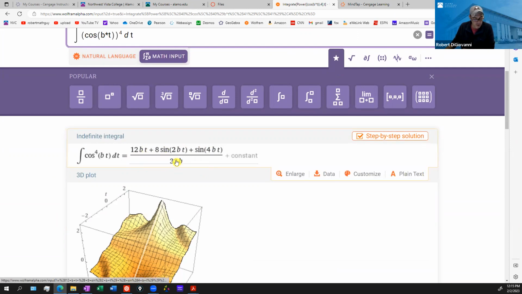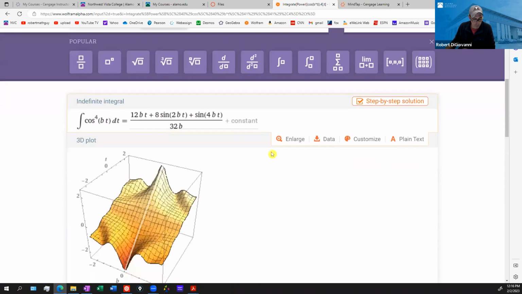If you notice, you have one denominator. Split this up into 3 different pieces: 12 beta t over 32 beta. 12 over 32 would reduce to 3/8, and then the b's cancel, you get 3/8 t. Then this over that, the 8 and the 32, you get 1/4 beta sine 2 beta t. This is right. I mean, it's correct. Wolfram did it a little bit faster though.